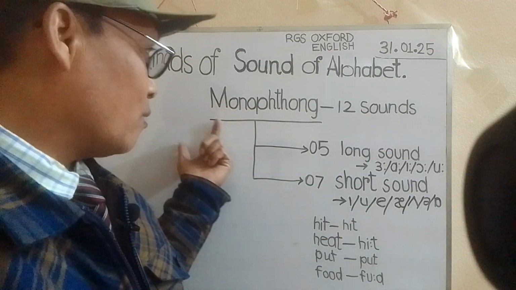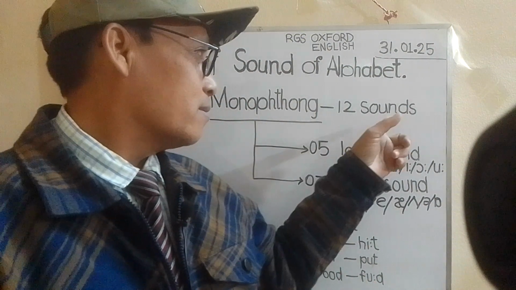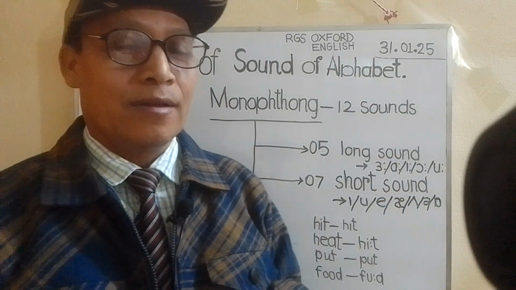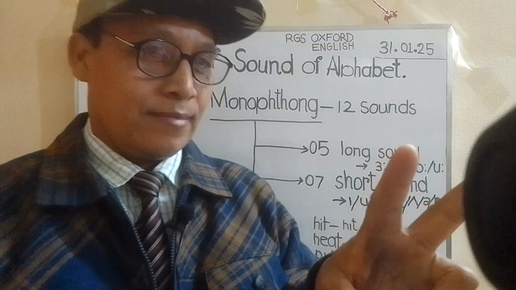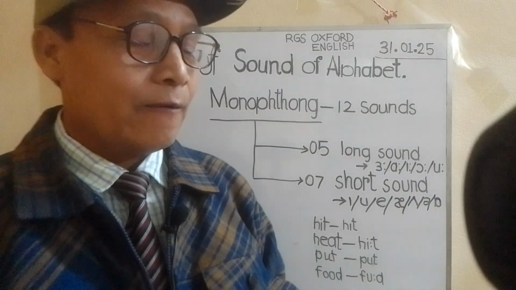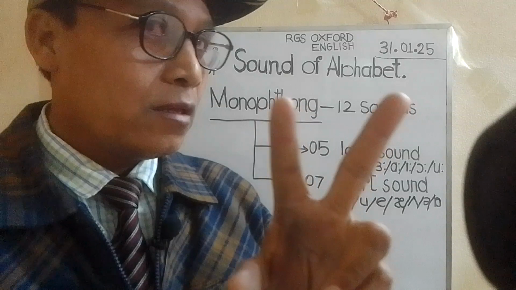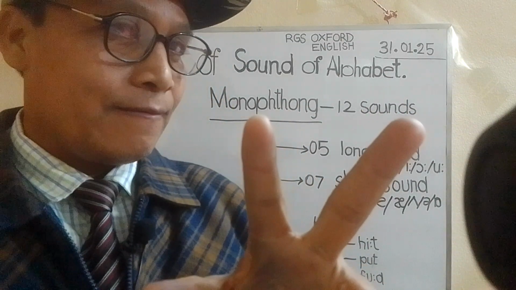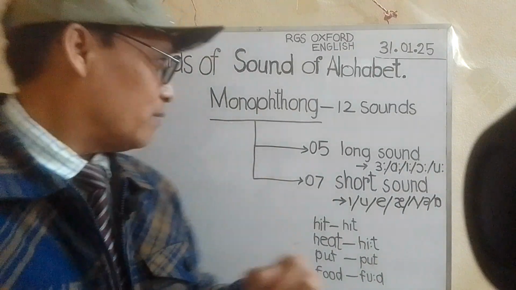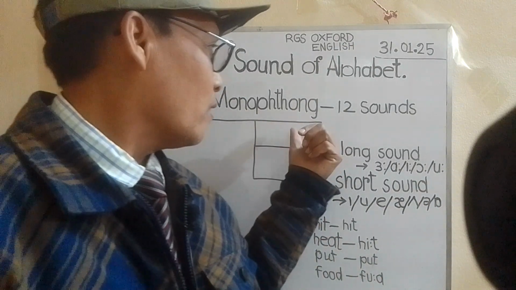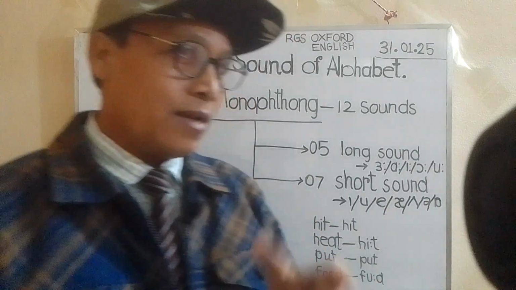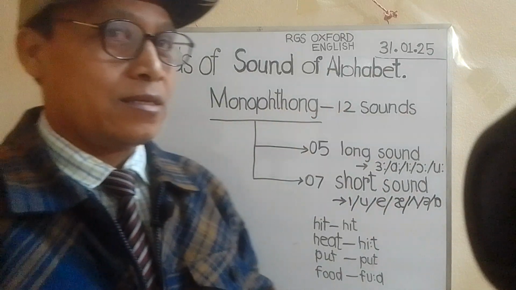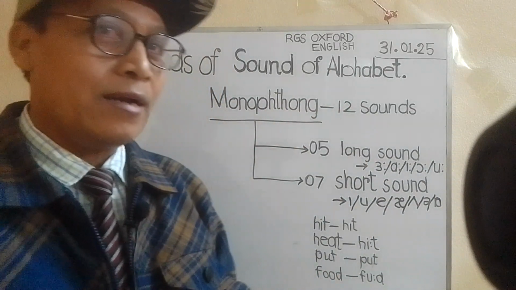You see the subject here: monophthong, 12 sounds. Already I have discussed the kinds of sounds. There are two types of sounds, you see: the vowel sound and the consonant sound. And the vowel sounds are divided into two parts, and one of them is monophthong. Monophthong, 12 sounds. And now I will discuss one after another. How many monophthongs and what are they? And how we will understand them.